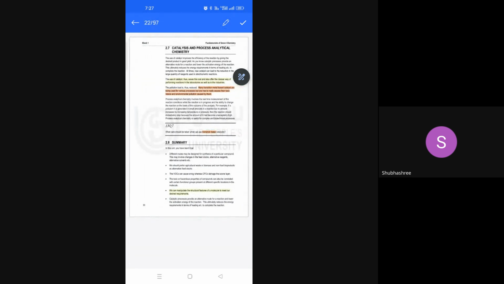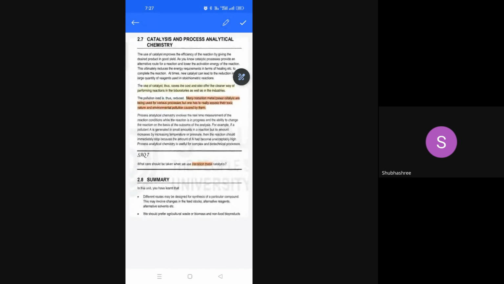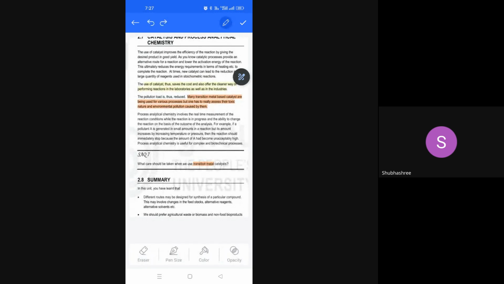Catalyst and process of analytical chemistry. Why is analytical chemistry adopted? Because in analytical chemistry the byproduct is very little. That's why you should adopt analytical chemistry. I'm reading this point: the use of catalyst thus saves the cost and also offers a cleaner way of performing reactions in the laboratory as well as in the industry. The pollution load is thus reduced.